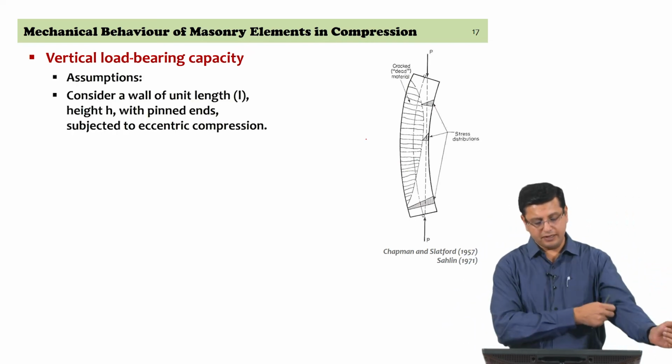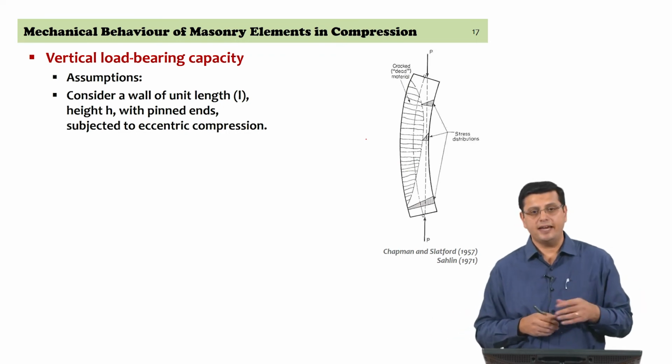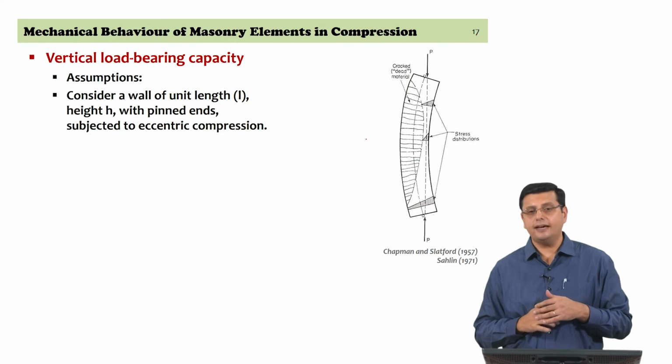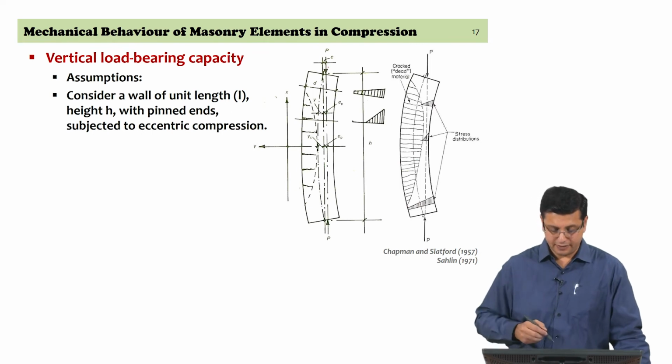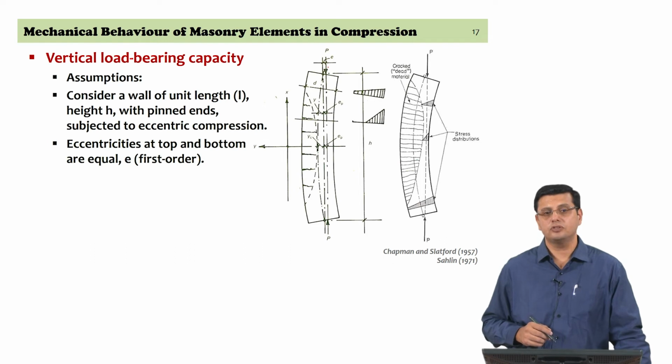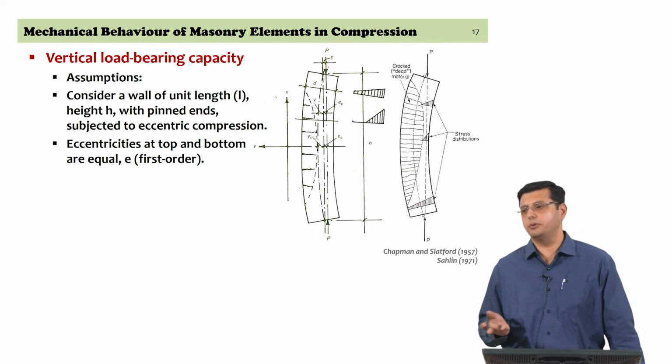with. We are considering a wall of unit length L, height h, it has pinned ends and it is subjected to eccentric compression. We have the same eccentricity at the top and the bottom, eccentricity represented with the notation E here. Top and bottom eccentricities are equal. So, we are basically assuming a first order eccentricity.